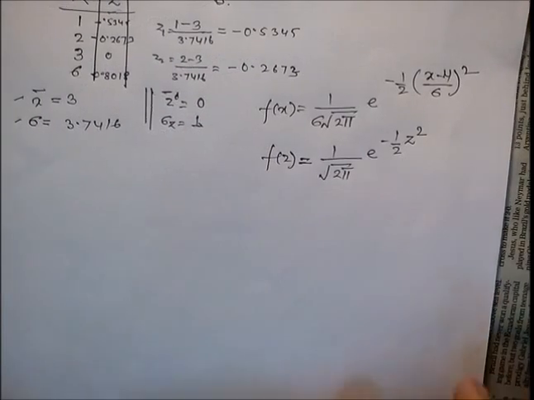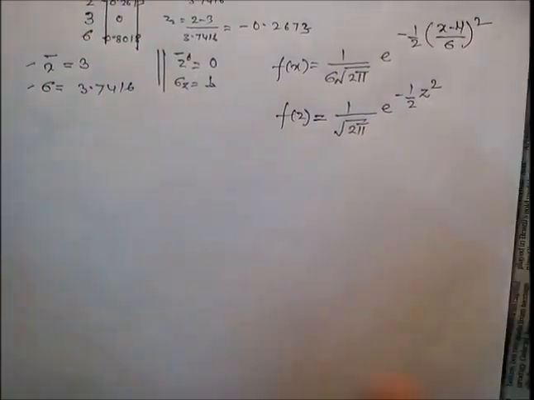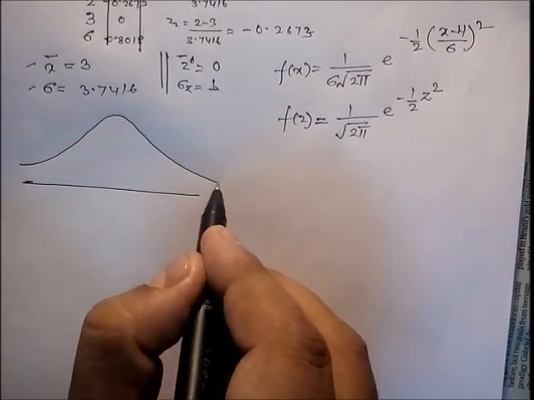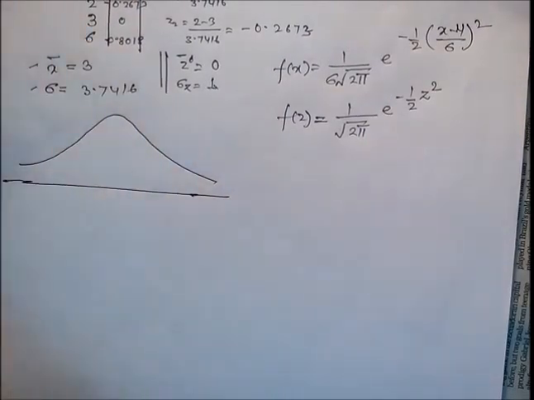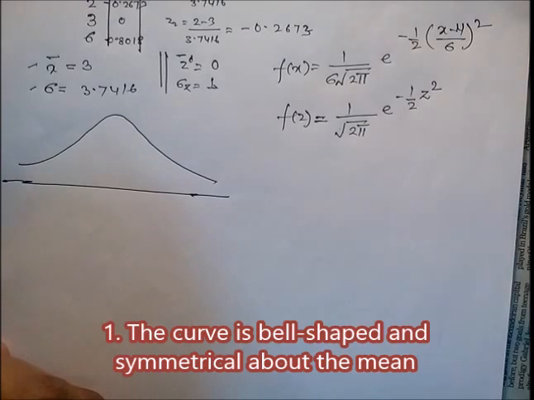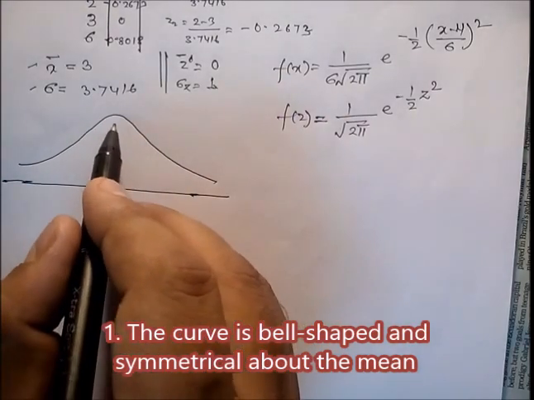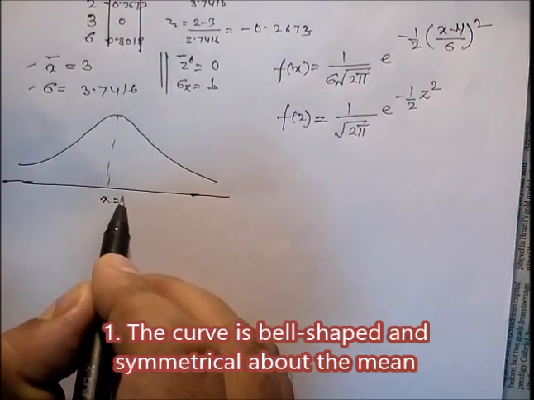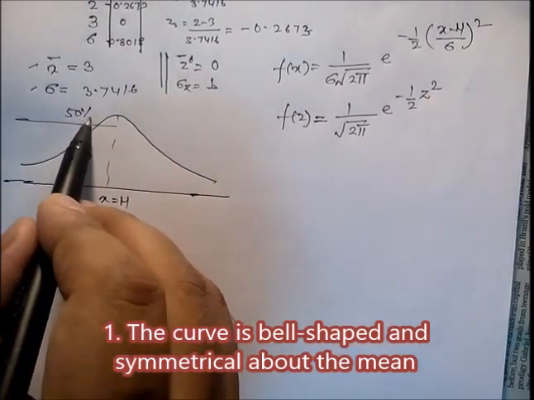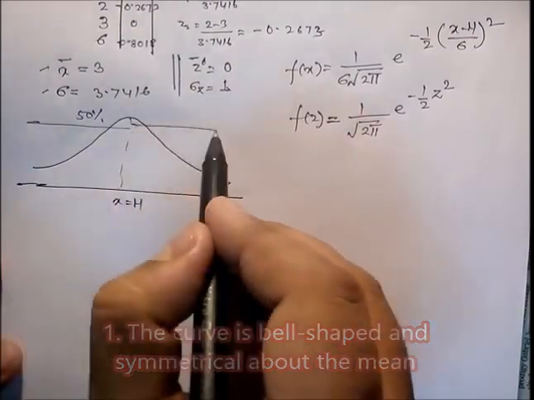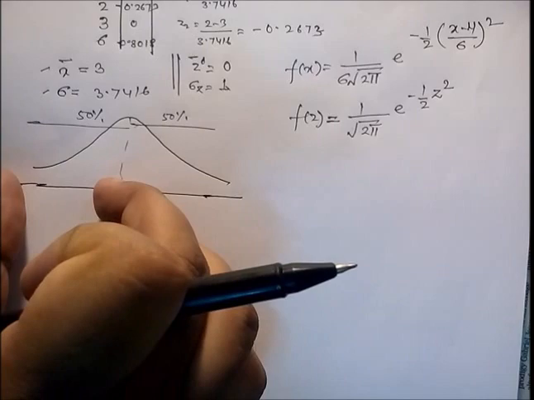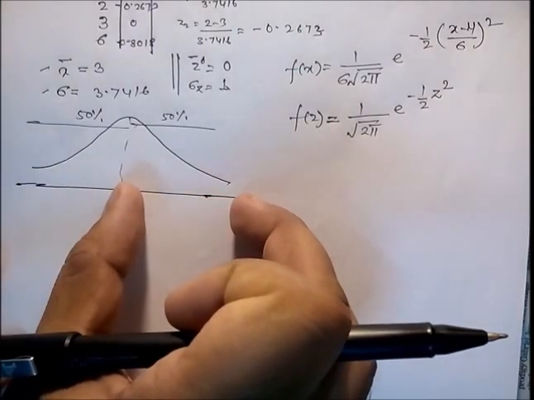The curve is bell shaped and symmetrical about the line. The curve is bell shaped, like Giza's bell. The curve is bell shaped and symmetrical about the line x equal to mu. Symmetrical means this part is 50% and the remaining part is the other 50%. So it is symmetrical, this is similar to this particular part.